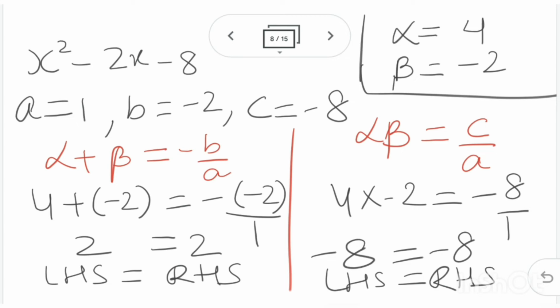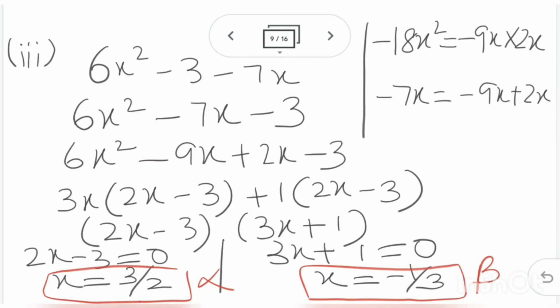So I hope students you are understanding how we can find zeros of a quadratic polynomial and then verify the relation between them. This is a very important question. It's generally asked in the exam. Now we will practice, we'll see the solutions of some more quadratic polynomials and verify their relations.